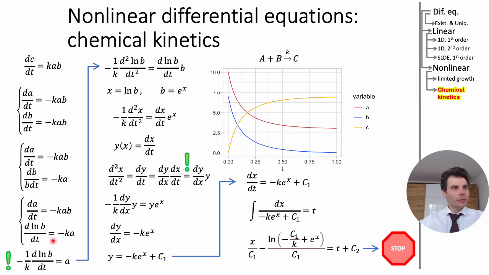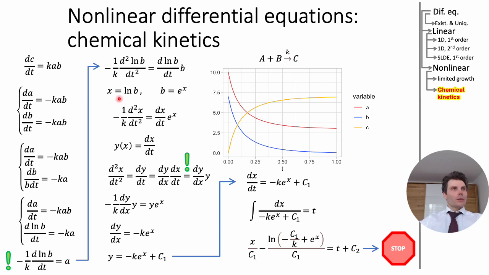Okay, so now we expressed A via B, and I marked it with the exclamation points here because it's a valuable trick. It's useful to remember that these two expressions are the same. Now, we substitute the expression for A into the first equation, and we close this first equation with respect to B only. It's the second order derivative of B.